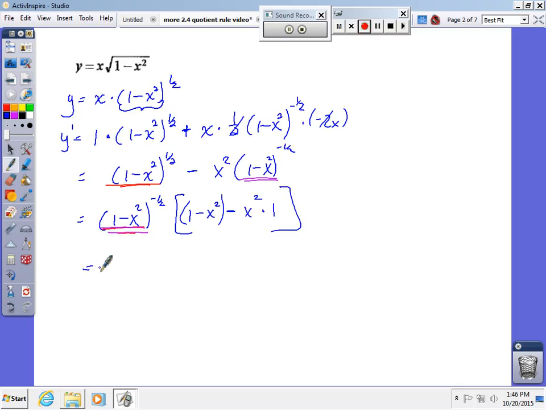And now let's do a little simplification here. This is going to be the square root of 1 minus x squared. That's this piece going to the denominator. Inside here, I get a negative 2x squared plus 1. And then there is your y prime. Okay?